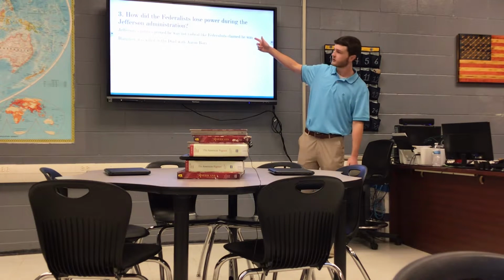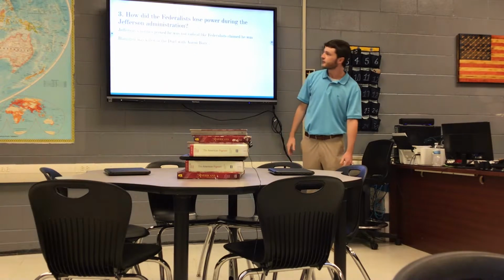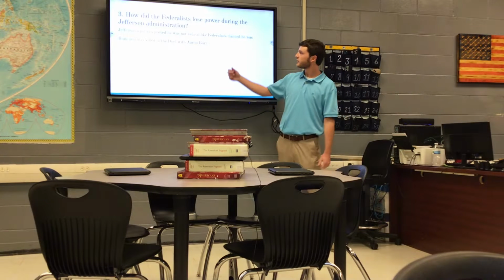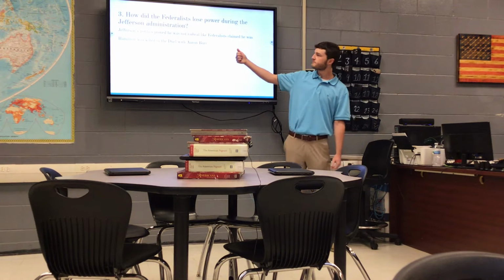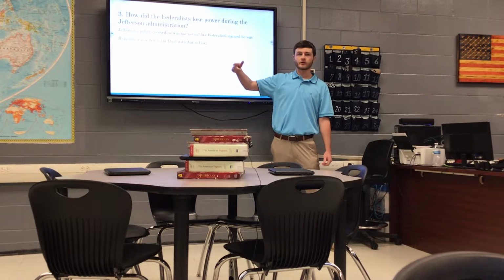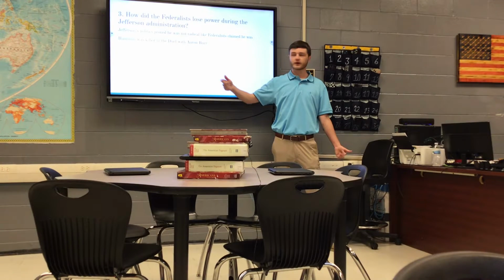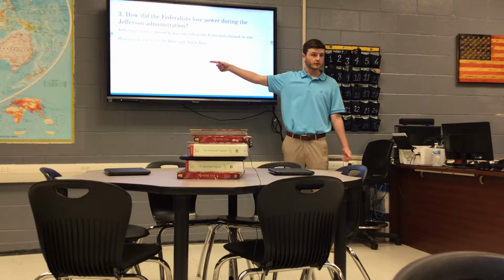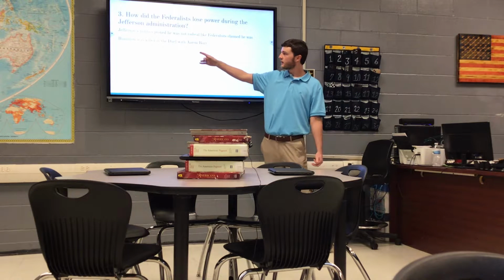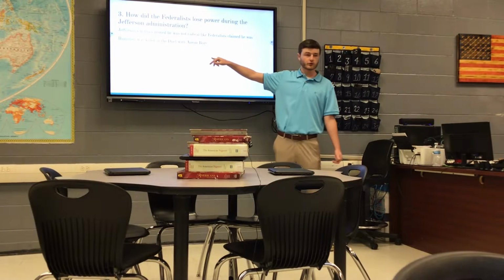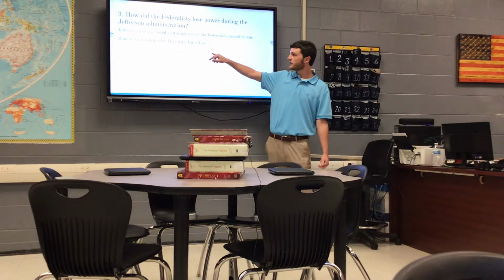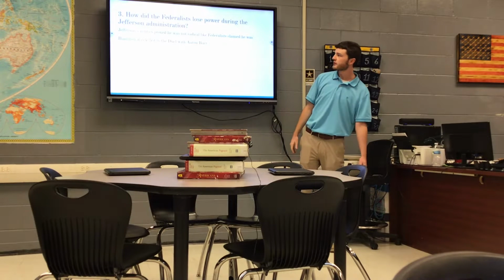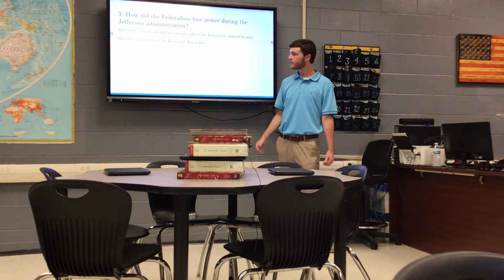Okay. Number 3. How did the Federalists lose power during the Jefferson administration? We all know who a famous Federalist is, right? Alexander Hamilton, read the Federalist Papers. He was killed in a duel with Aaron Burr, and also his politics proved that he was not radical like the Federalists claimed he was.